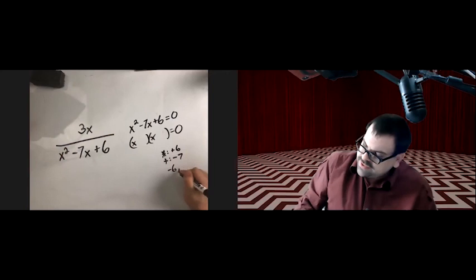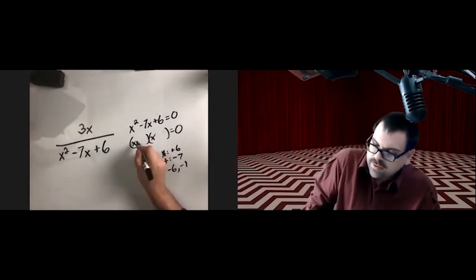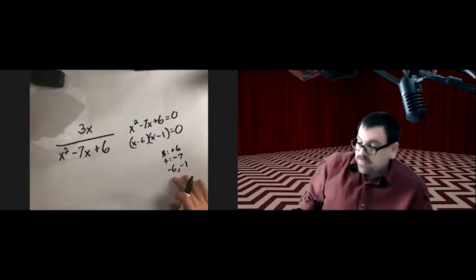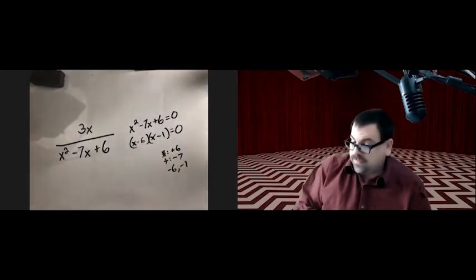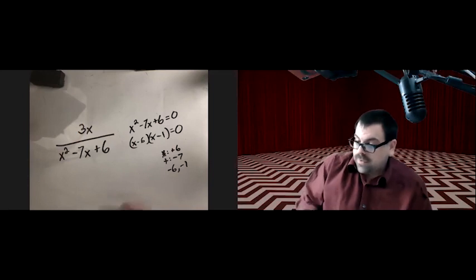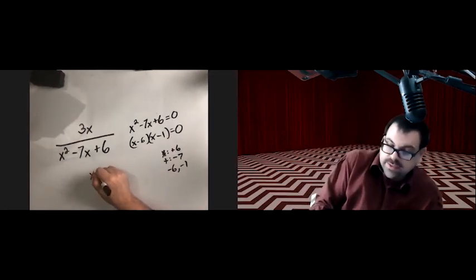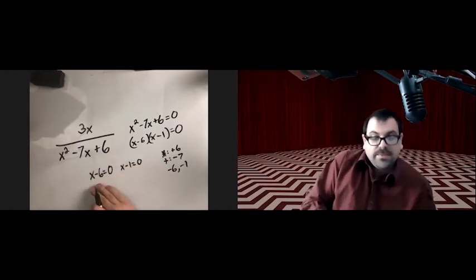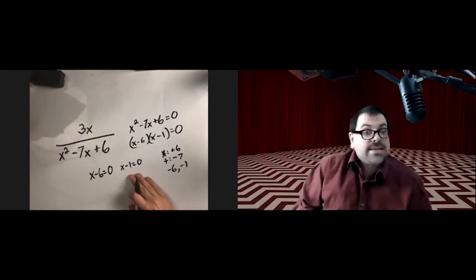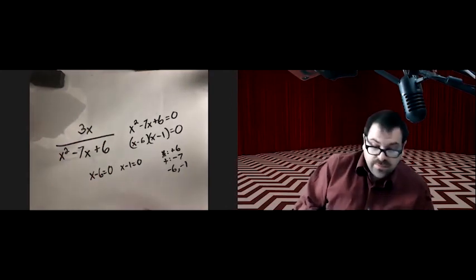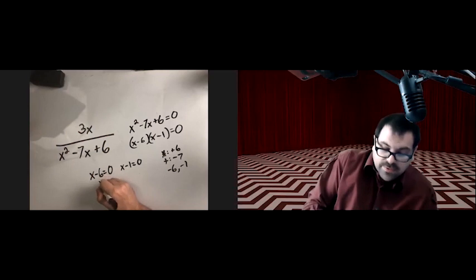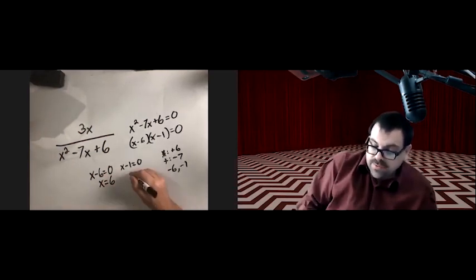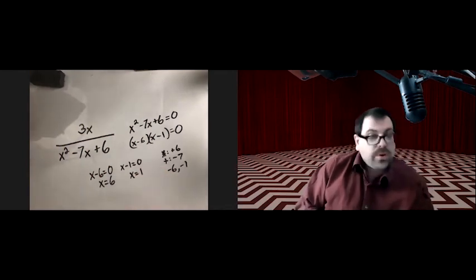That's going to be negative 6 and negative 1. Those aren't the restricted values. Those are the numbers we're using to factor. Go ahead and take each factor and set it equal to 0. x minus 6 equals 0. x minus 1 equals 0. Add 6 to both sides, we get x equals 6. Add 1 to both sides, we get x equals 1.